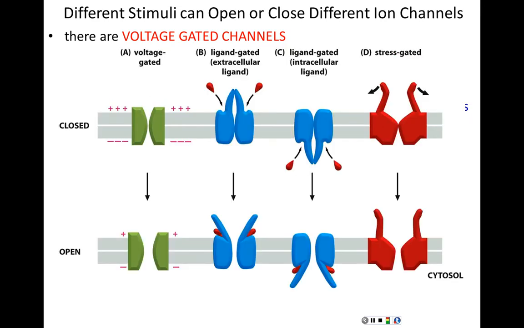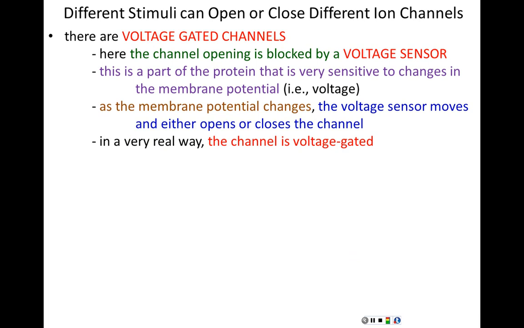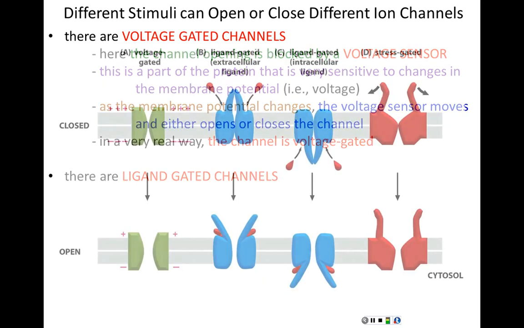And so here we have a very rough, brief schematic of a voltage-gated channel, closed under some voltage conditions and opened under others. So in a very real and literal way, voltage-gated channels are channels gated by voltage. Voltage controls whether or not they're open or closed. There are also ligand-gated channels.